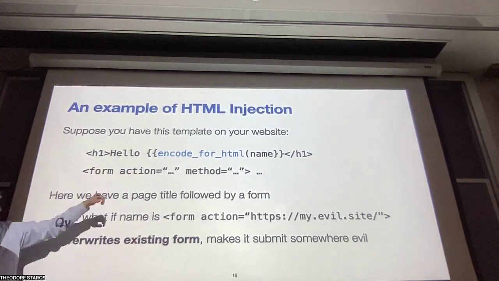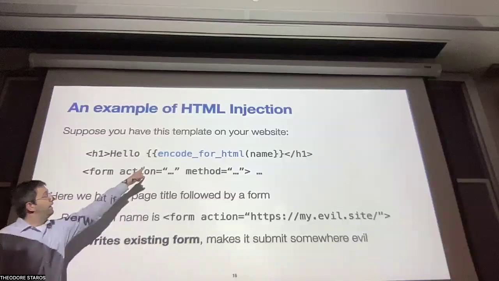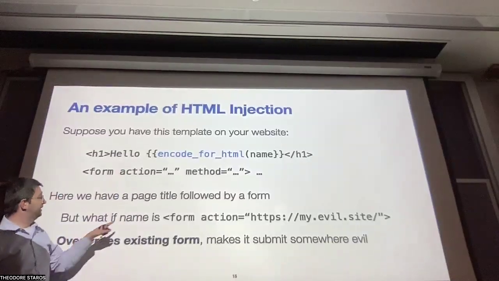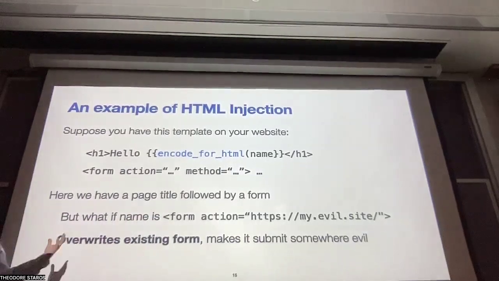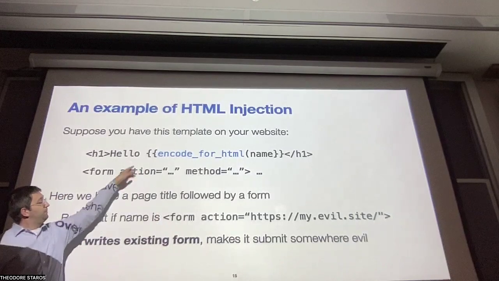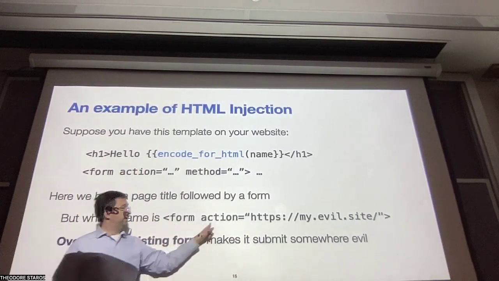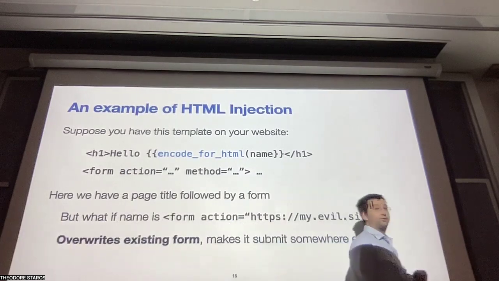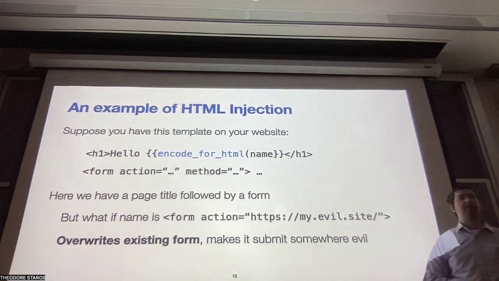So for example, if you're generating HTML, you might want to greet the user. But what if the user's name itself is some HTML code? If you don't escape that, then the browser might interpret that as part of the web page. For example, here I have a name followed by a form, but the attacker's name, for whatever reason, because they're evil, I guess, makes the form actually submit to their website.